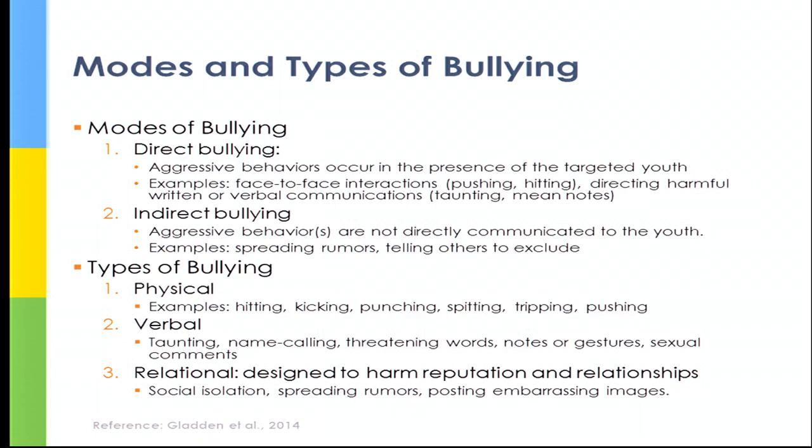So what does bullying look like? The uniform definition document recognized there are two distinct modes of bullying: direct bullying, which occurs in the presence of a targeted youth, and indirect bullying, such as rumor spreading or encouraging others to exclude a peer, which are not directly communicated but reach the target indirectly. The uniform definition document also recognized that within these different modes of bullying, there are a number of distinct types of bullying: physical bullying, verbal forms of bullying, and relational bullying, which is designed to harm the reputation and the relationships of a peer.